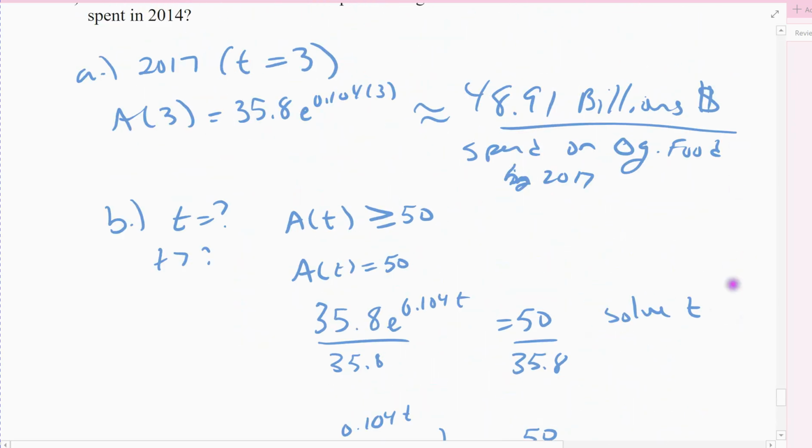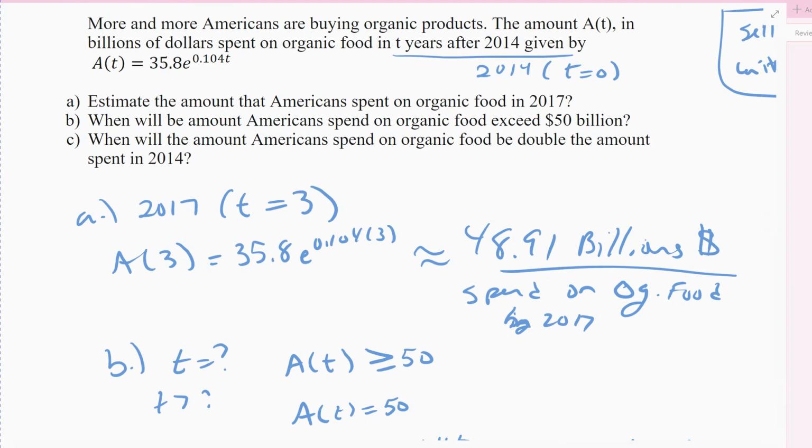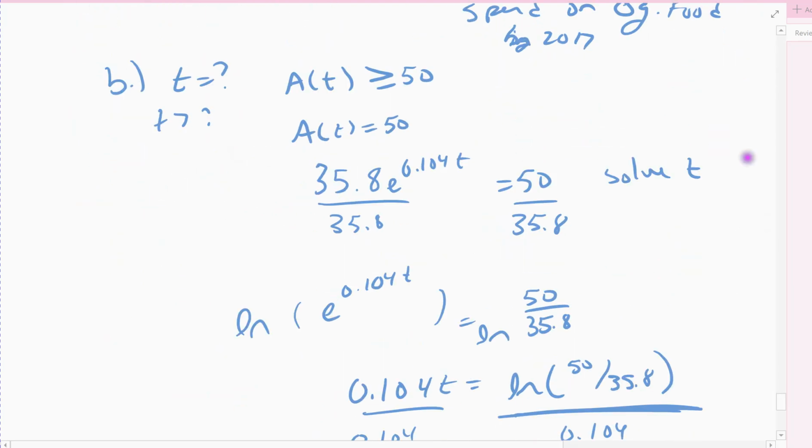I believe there's one more part to this. When will the amount Americans spend on organic food double? All right, there's a couple ways you can do this, depending on how comfortable you are and what you remember about these. So part C, there's two ways you can figure out when it will double. So we want to find the time, the t.